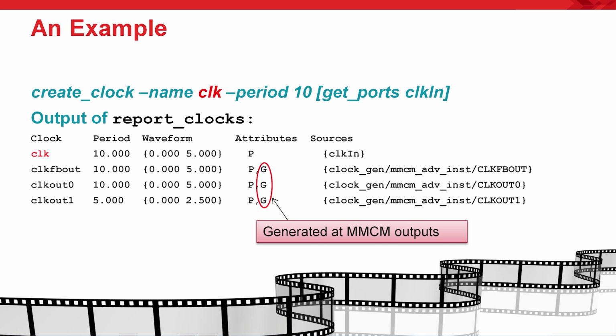Here's an example showing the clocks automatically generated by an MMCM. A 10 nanosecond clock is created at the input of an MMCM. Report_clock shows that Vivado automatically generates the three output clocks: the feedback clock, the output clock, and the clock multiplied by 2. Note the G in the attributes column. This indicates a generated clock.